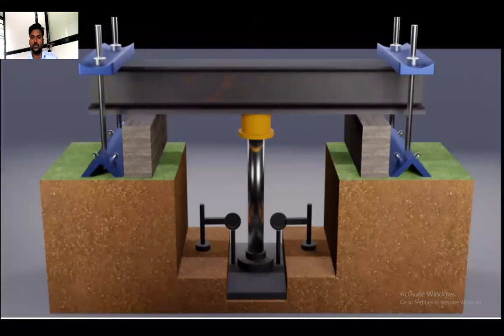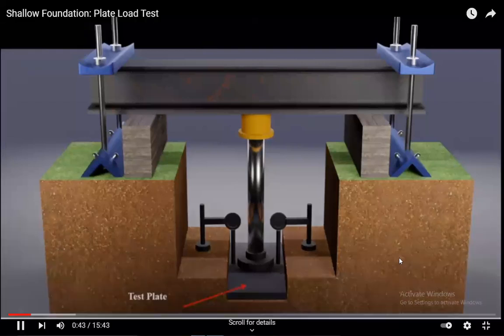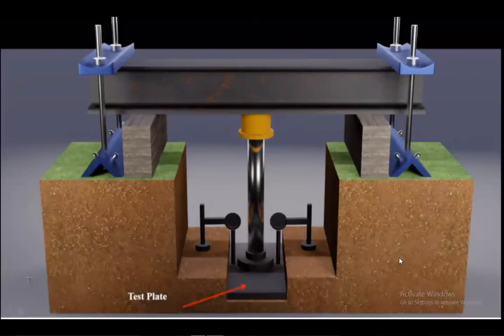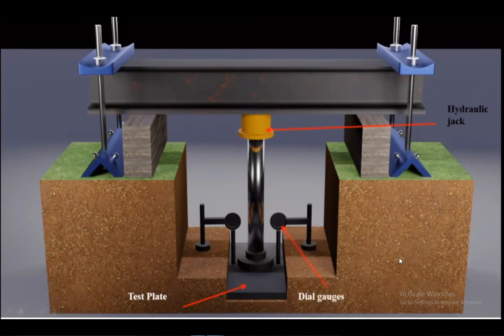So we'll start with the arrangement of this test. First, the center of this test is the test plate that you can see at the bottom of the arrangement. Second thing is the hydraulic jack. The function of this hydraulic jack is to apply the load on this plate. Third, dial gauges. You need at least 2 dial gauges. You can provide 3 or 4 depending upon your budget. And you need one more dial gauge that is not shown in this picture, that dial gauge is used to measure the load that is being applied.